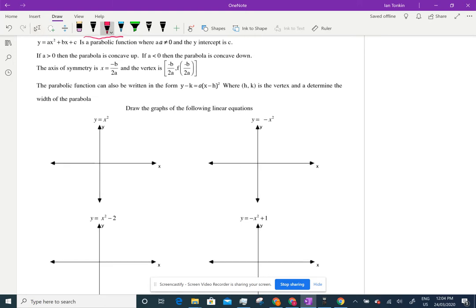I'll do it in red, y equals x squared. You're going to have to excuse me because I usually use a mathematical tool to do these, so I'm going to have to do these freehand. So y equals x squared is just our standard positive parabola, and it looks something like that. The vertex is at the origin. It's concave up because there's a 1 in front of that x squared.